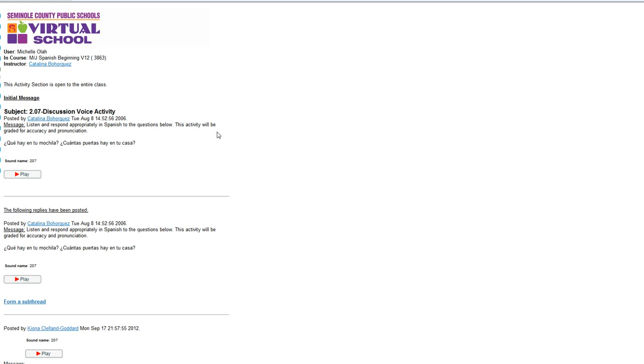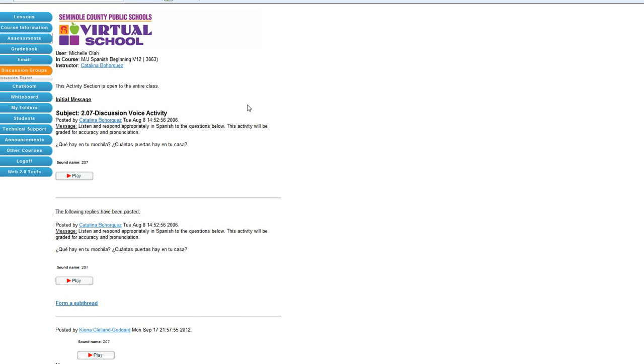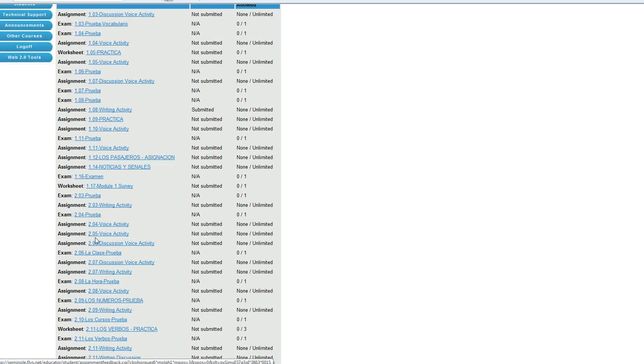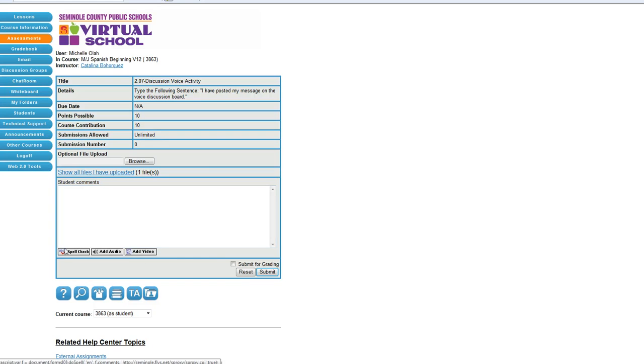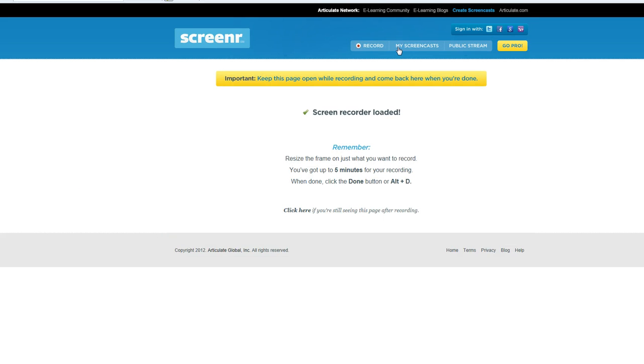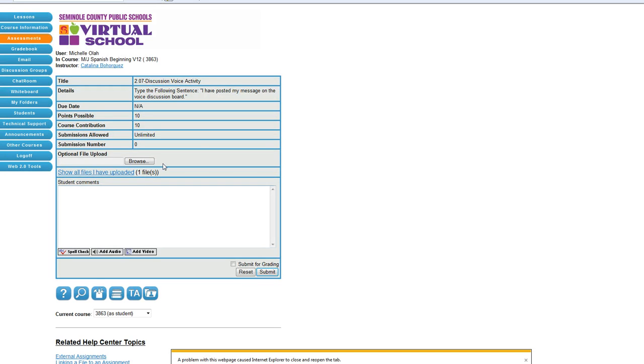Now, the instructions do say to put it on this voice board, but if you could do us a favor and just go straight to your assessments, and find your assessment for 2.07 discussion voice, and just add it in right here for us, that helps us greatly when we are trying to do the activity. So go ahead and put it into your assessment tab. You do not have to put it on the discussion board.